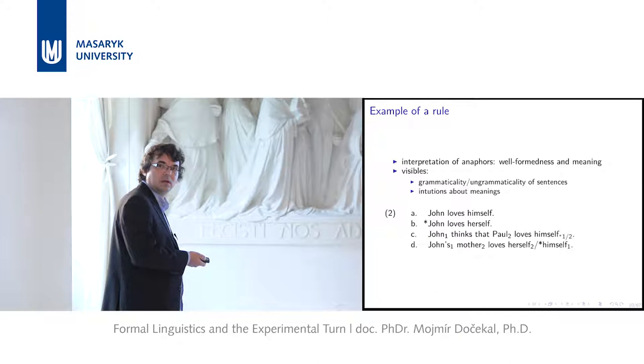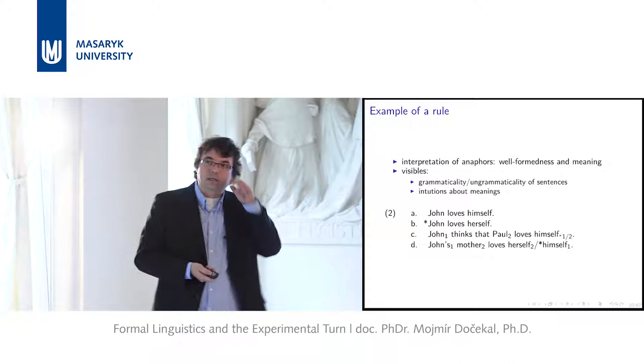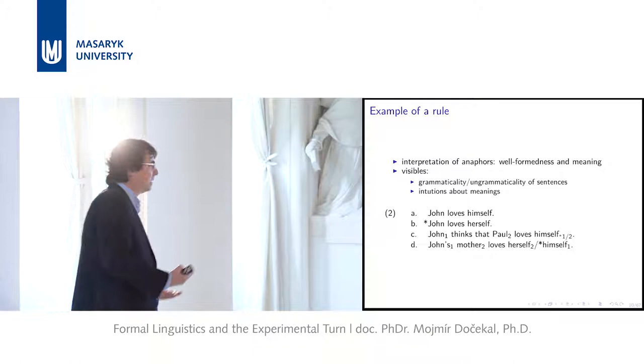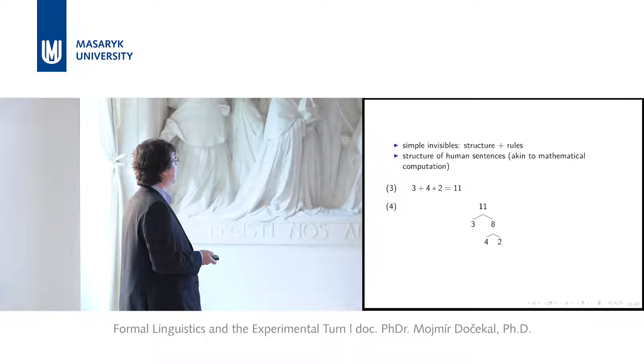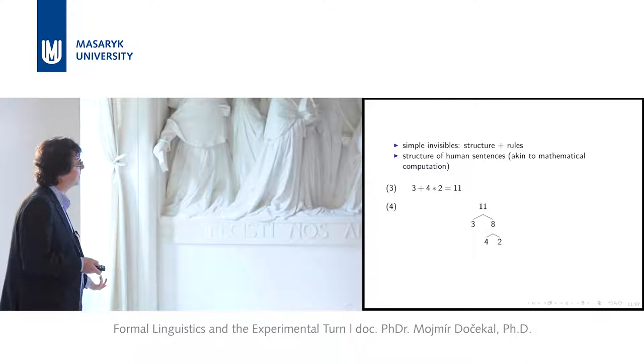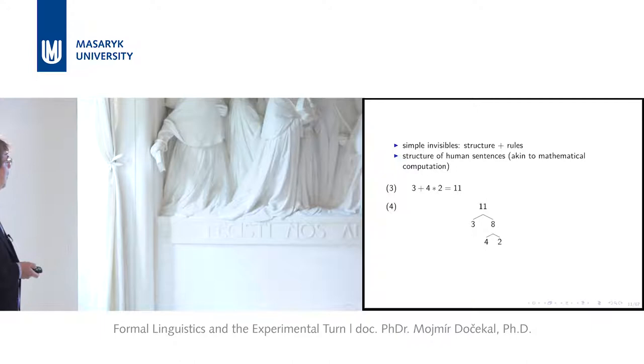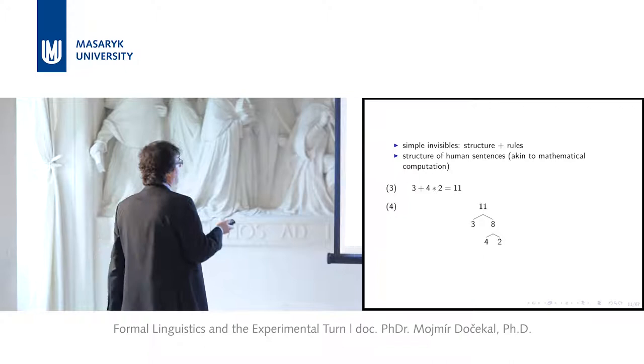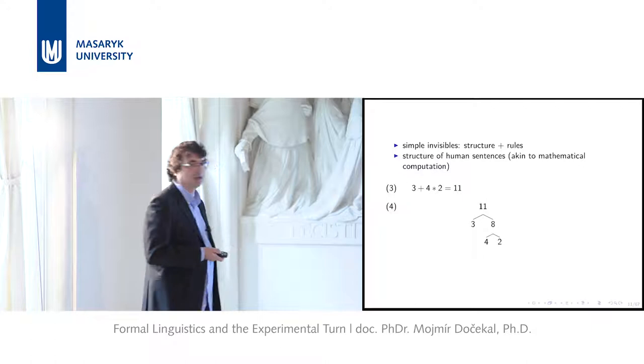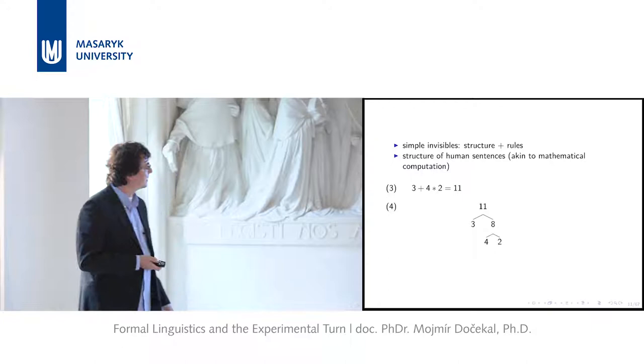Yeah. And now, what are the structures in linguistics? So again, I will be totally on the surface, but I hope the metaphor will still work. What linguists say nowadays in formal linguistics is that the structure of sentences is not really different from the structure of mathematical arithmetic computation. A totally simplistic example: when you do this arithmetic calculation, you know that the result is 11. You first multiply 4 by 2, the result is 8, and then you add 3 and the result is 11.